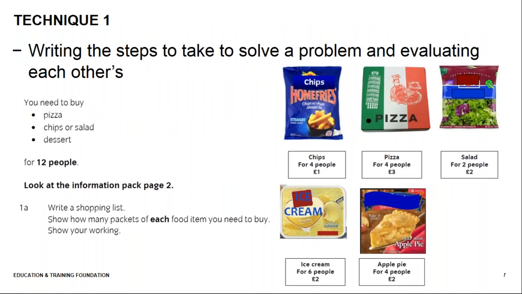Technique 1 involves writing the steps like instructions to solve a problem, but not actually following them. This is an extract from an Entry 2 City and Guilds paper. The left-hand image shows the task and the right-hand image is the corresponding information pack. This task is about choosing food for a party.